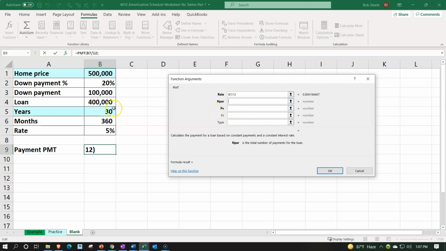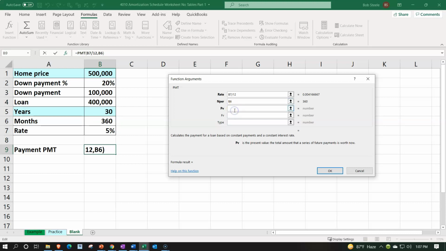Number of periods is not going to be 30 because we're not talking years. We're going to do this on a monthly basis. It's going to be 360, or 30 times 12. So this one was divided by 12, the rate. If we were to pick up the 30 years, we'd have to multiply it times 12 because those two things need to match, the period and the rate per period. The rate means the rate per period.